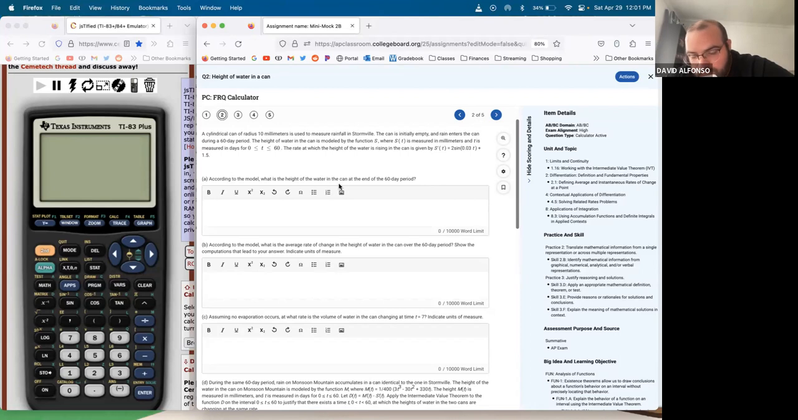Nope. And that is incorrect. Again, pay attention to the wording of the problem. What is it that they're asking for? And what is it that you're given?